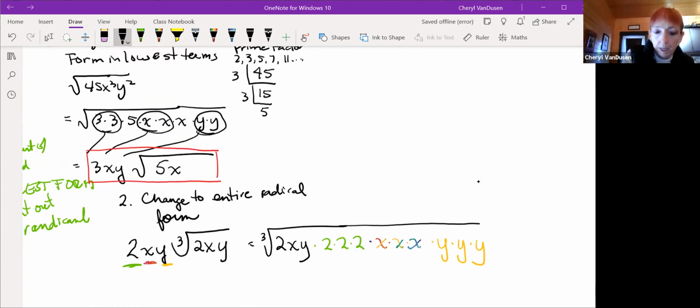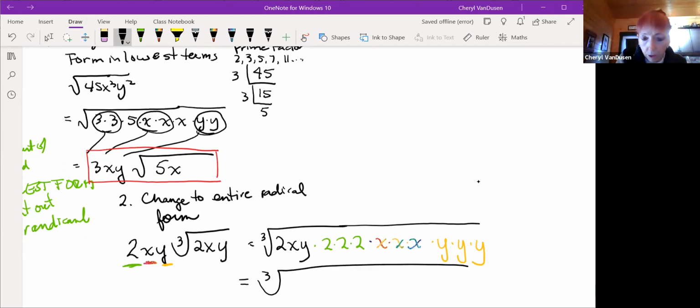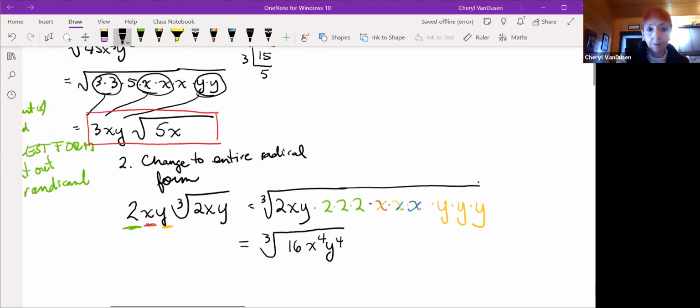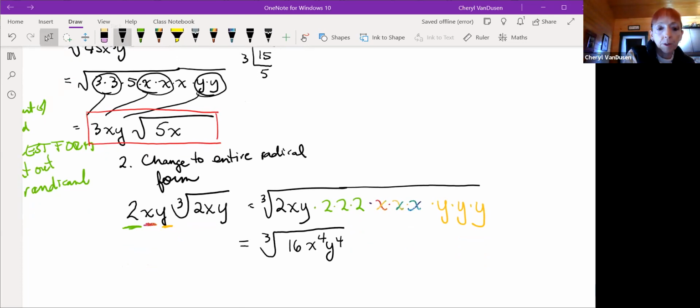And now we just collect everything out. Okay, so we got 2 times 2 times 2 times 2. We got 4 2s. That multiplies to be 16. Count up the number of x's. We've got x to the 4th. And count up the number of y's. We've got y to the 4th. Okay, so we can make our radical a little smaller there. There's our answer.